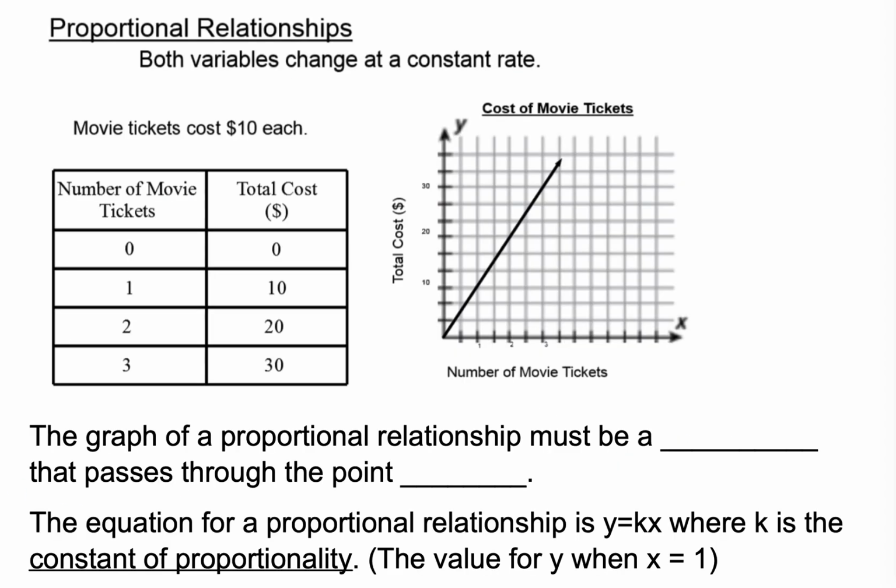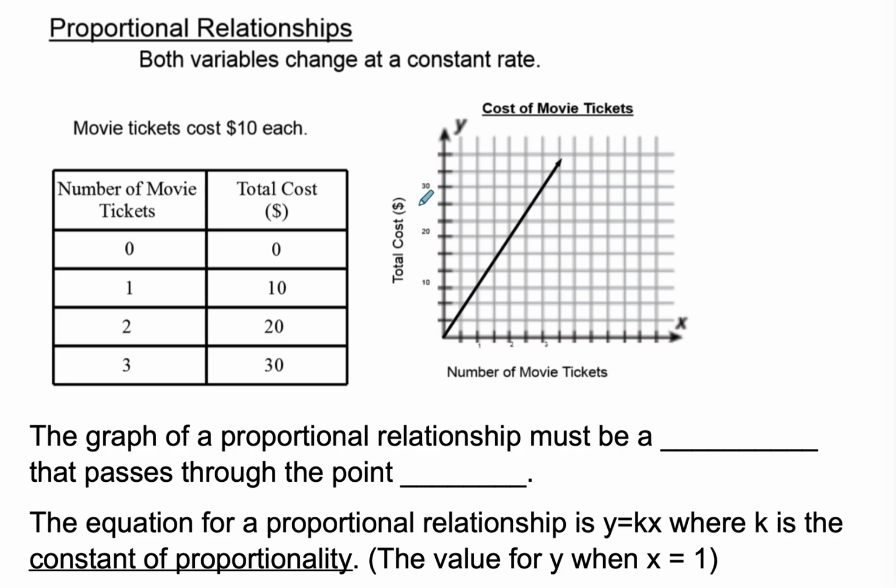All right, let's look at this next one. Proportional relationships. So for a proportional relationship, both variables change at a constant rate. So movie tickets cost $10 each. So here I have a table that shows that. For 0 tickets, it costs $0. 1 ticket, it costs $10, and so on. Here's what a proportional graph looks like.